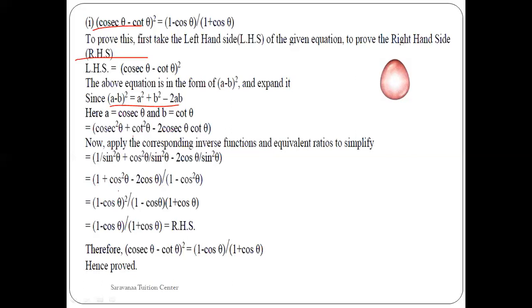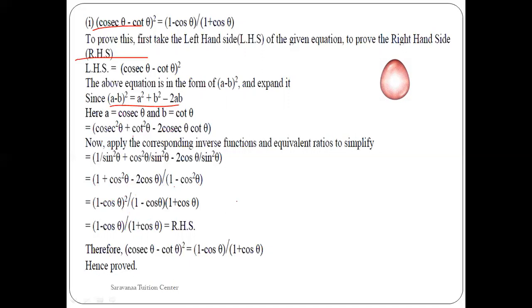So this is an identity, a minus b the whole square, right? So now 1 minus cos theta whole square, they have taken like this. So 1 minus cos square theta, this identity is a plus b into a minus b. So cos minus 1 into cos plus 1.